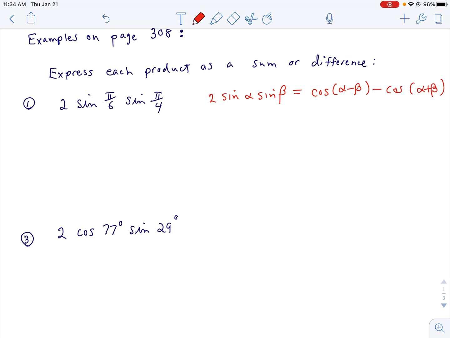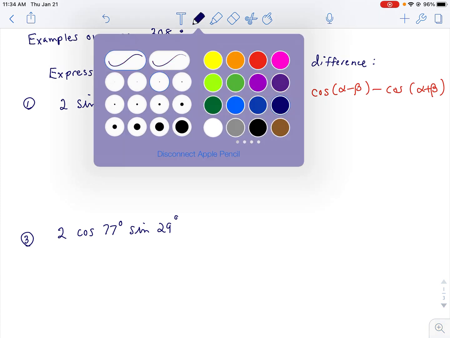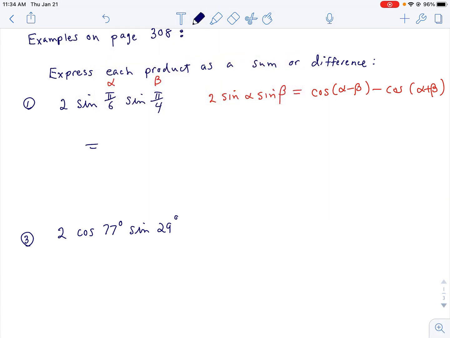And we're going to take 2 times the sine of pi over 6 times the sine of pi over 4. For our purposes, pi over 6 is alpha and pi over 4 is beta. So when I rewrite this identity, because it's in the form 2 times the sine times another sine, I get cosine of alpha minus beta, but if I plug in alpha and beta, I get cosine of pi over 6 minus pi over 4. And then continuing with the identity, I have minus cosine of alpha plus beta. So that's pi over 6 plus pi over 4.